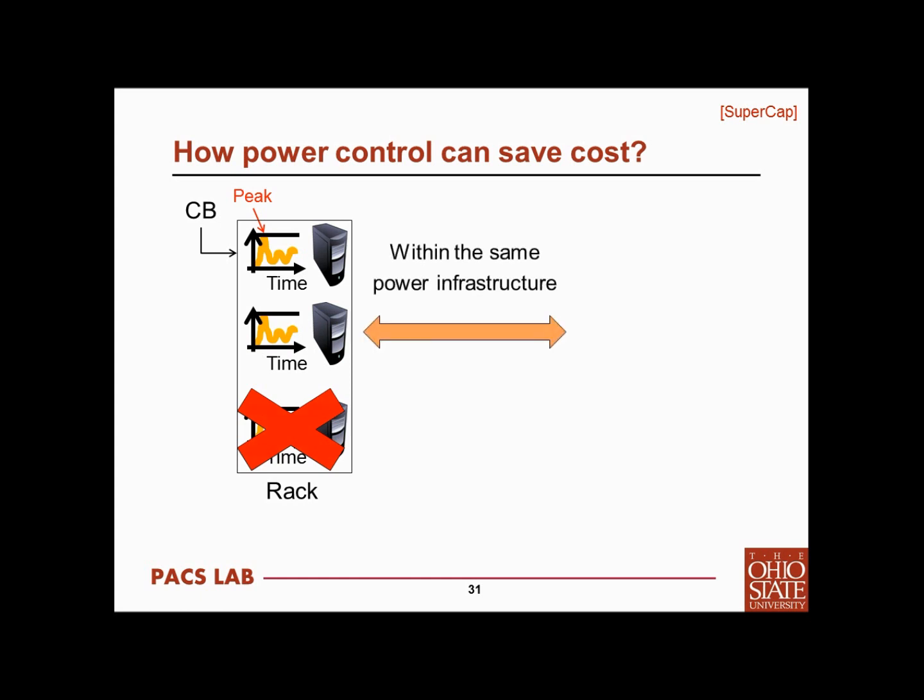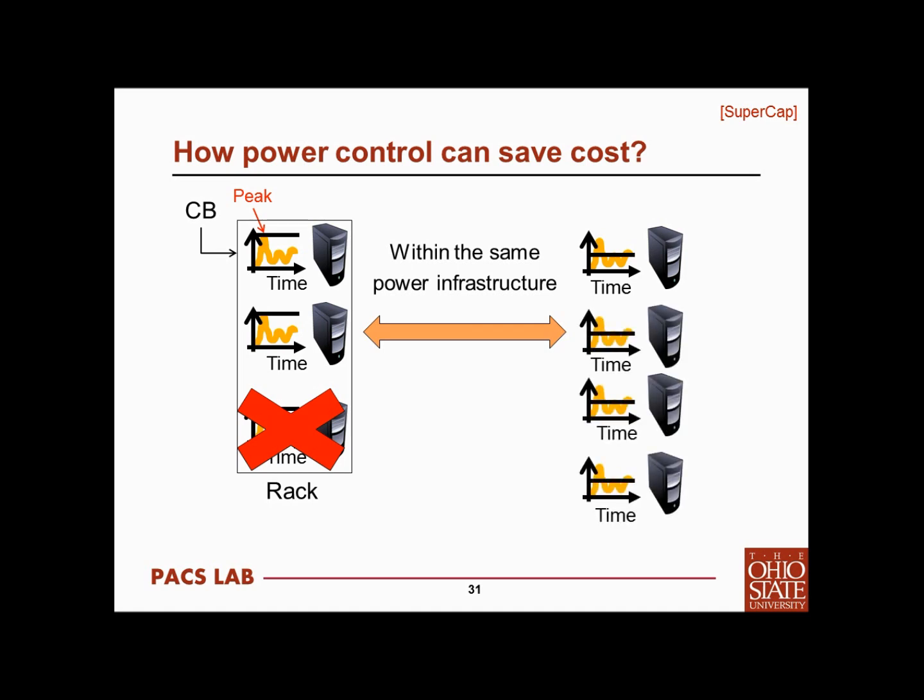However, within the same power infrastructure, if we can control the power consumption of one server to never go higher than a certain value, that means we can safely host more servers in one rack. Because in the data center setting, a big chunk of overhead money goes to the construction of the data center, the cooling facility, or the power infrastructure. That money has been spent.